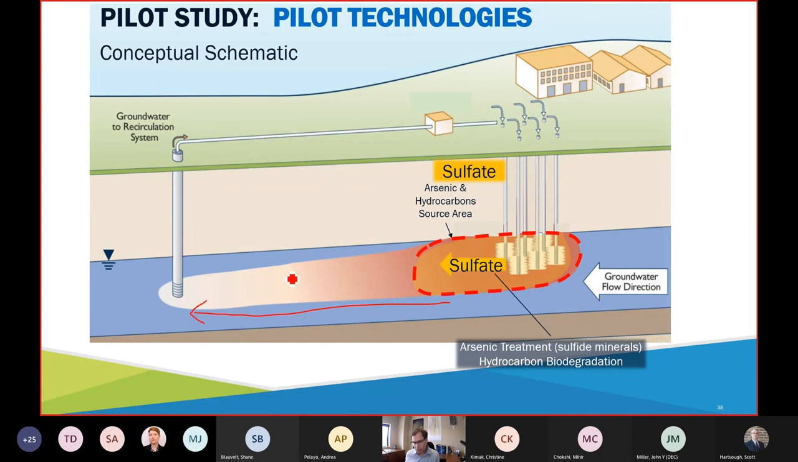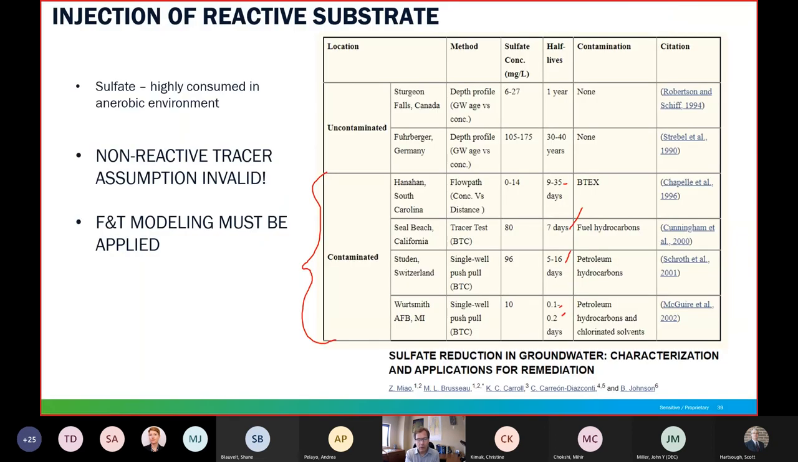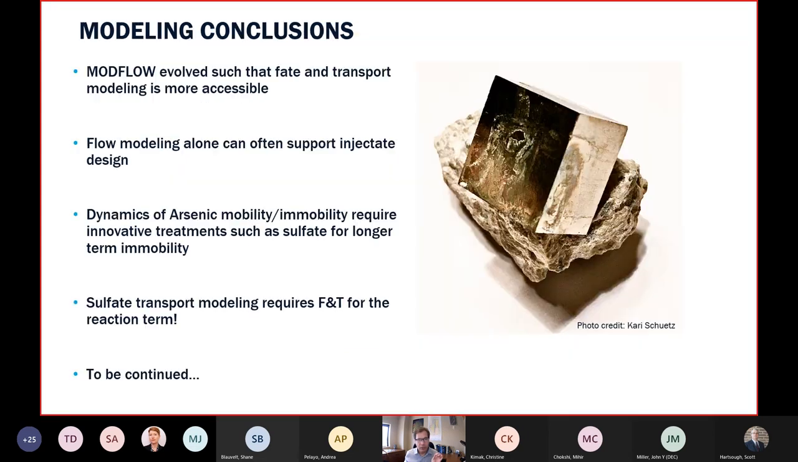If you want to treat a whole plume, which is what the next presentation next month will demonstrate, you're really going to need to think about how you're modeling that injectate. So the point of these last few slides is you can do groundwater modeling for injectates. We've done them. They're very useful. But when it comes down to having a reactive component such as sulfate, the fate and transport modeling should be applied.